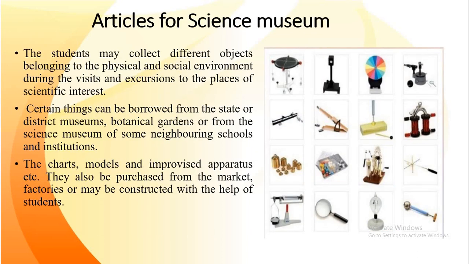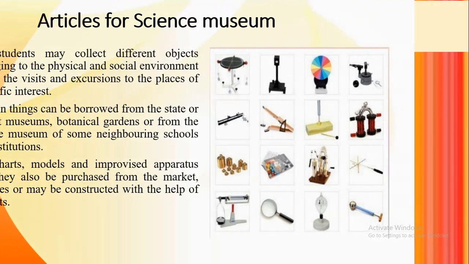Articles for Science Museum. The students may collect different objects belonging to the physical and social environment during the visit and excursion to places of scientific interest. Certain things can be borrowed from the state or district museum, such as botanical gardens, or from the science museum of some neighboring schools and institutions. The charts, models, and improvised apparatus, etc., can be purchased from the market or factories, or even constructed with the help of students.